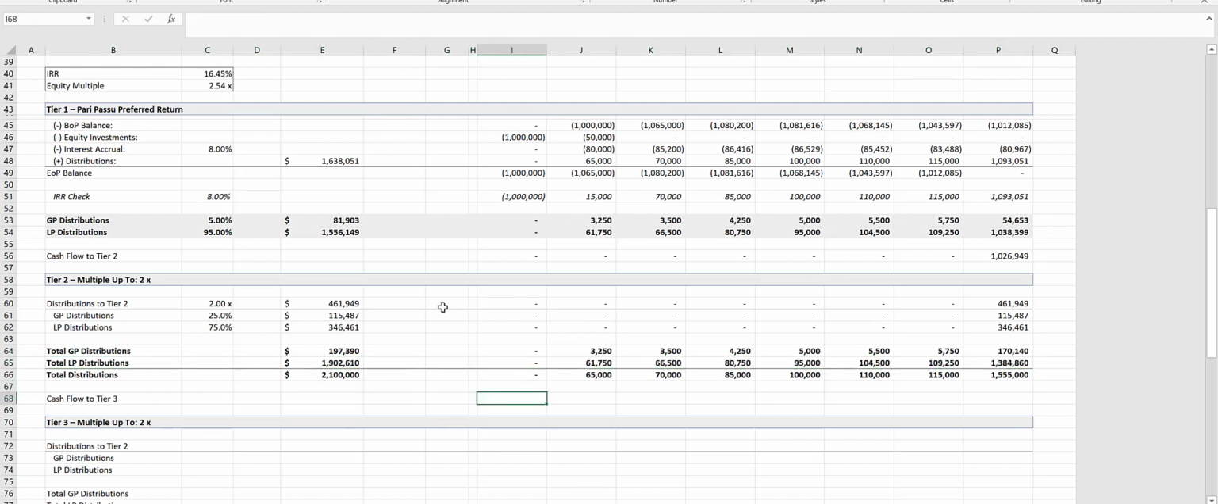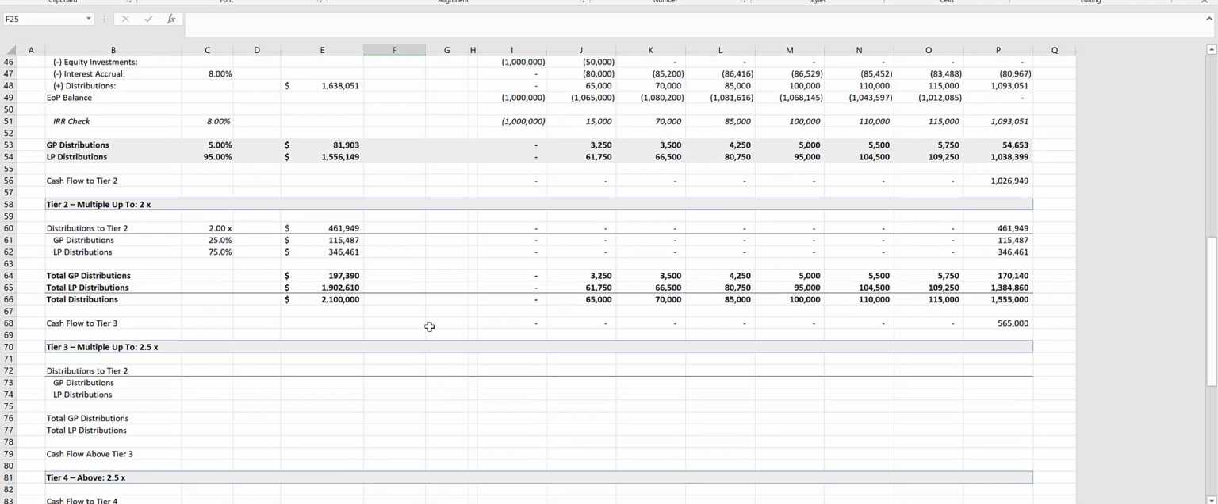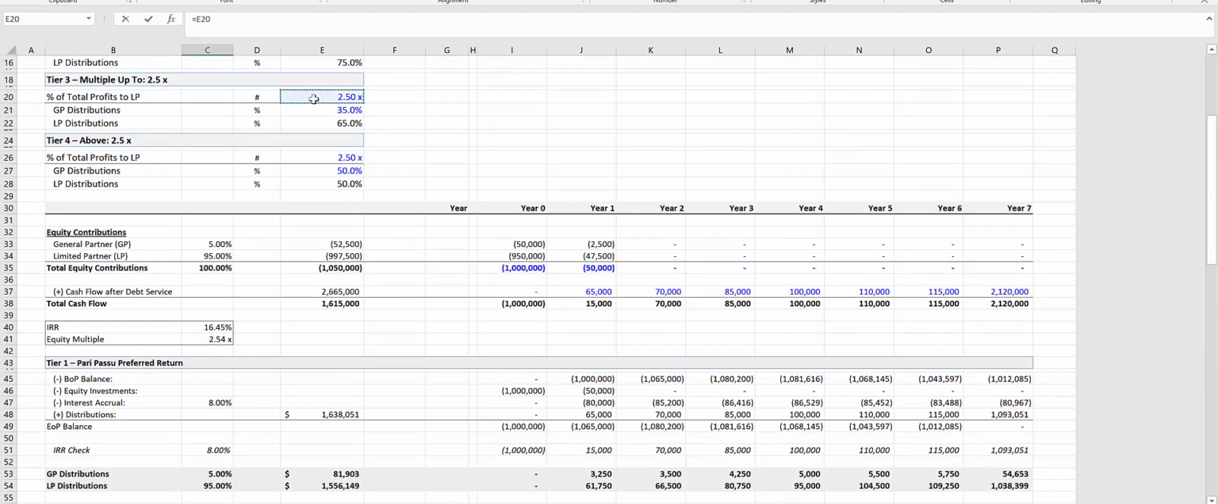Now our cash flows to tier 3. As I mentioned, this is going to be the cash flow to tier 2 less what is distributed in tier 2. And we'll copy that across. So we have 565,000 flowing into tier 3. Now let's change tier 3 to 2.5x. And tier 4 is everything above 2.5x. So it's going to be the same formula. We can copy this down. And I don't think this copied properly. Right, we'll have to adjust this. So equals 2.5x.